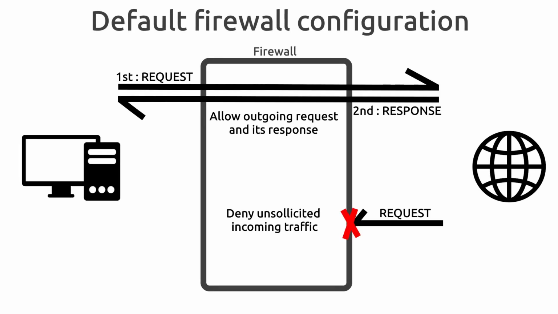Firewalls typically allow all outgoing traffic and block the majority of unsolicited incoming traffic. However, the firewall will not block incoming data that you have requested. It only blocks requests that are unsolicited to you.